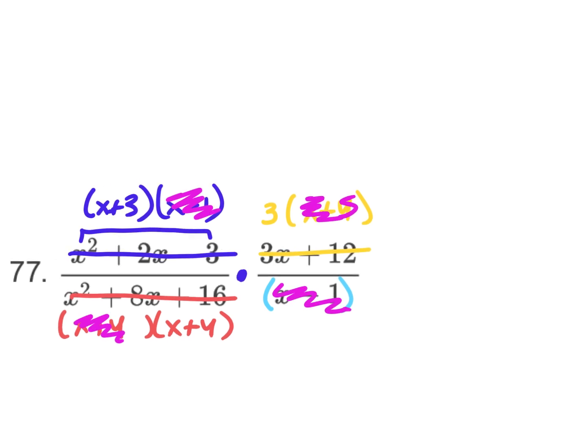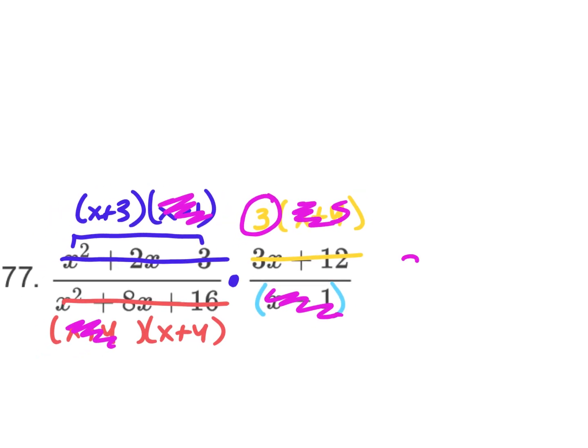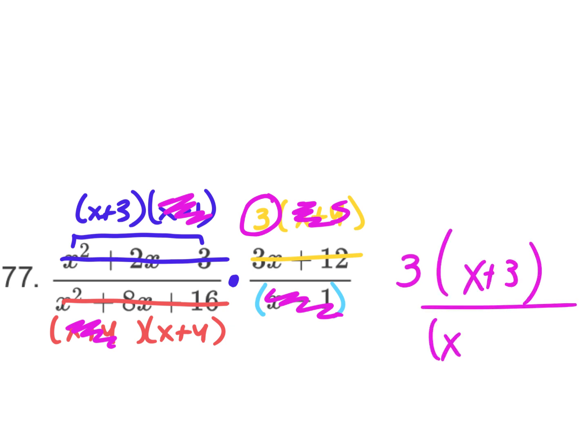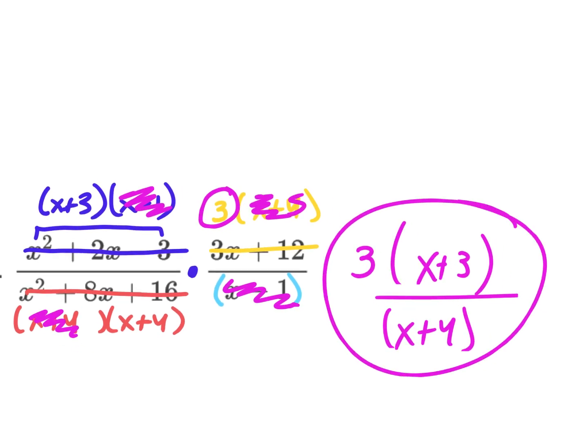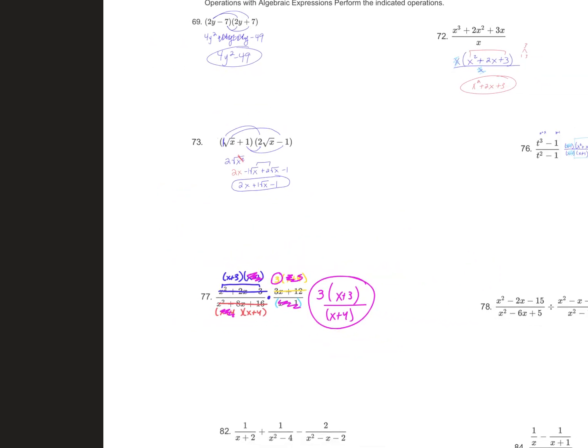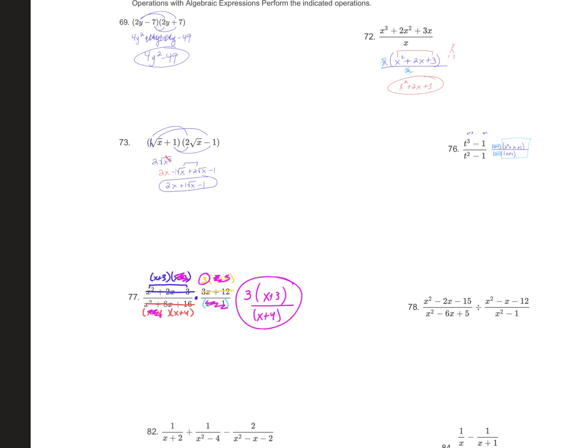So what are we left with? Well, don't forget about this lone 3 here. So I have 3 times x plus 3 over x plus 4. And just leave it like that, guys. There's no reason to multiply it back together. Leave everything in its factored form, and it'll make your life easier.